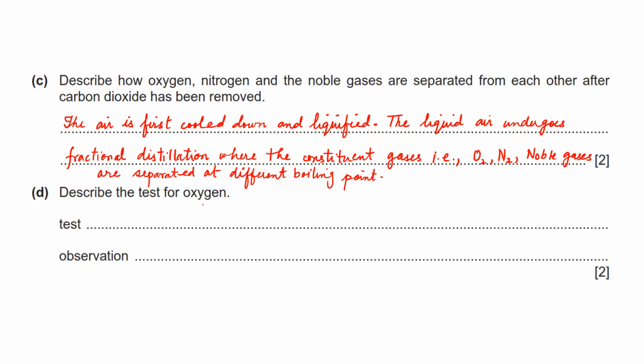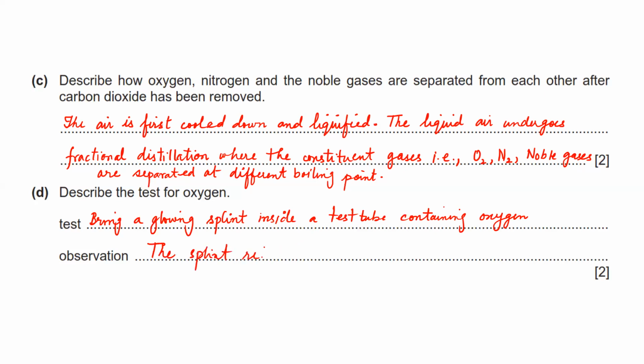Then part D, it says describe a test for oxygen. The best test for oxygen is the glowing splint. The test is, bring a glowing splint inside a test tube containing oxygen. Observation: the splint rekindles itself or relights itself. And that is my very easy test for checking the presence of oxygen.